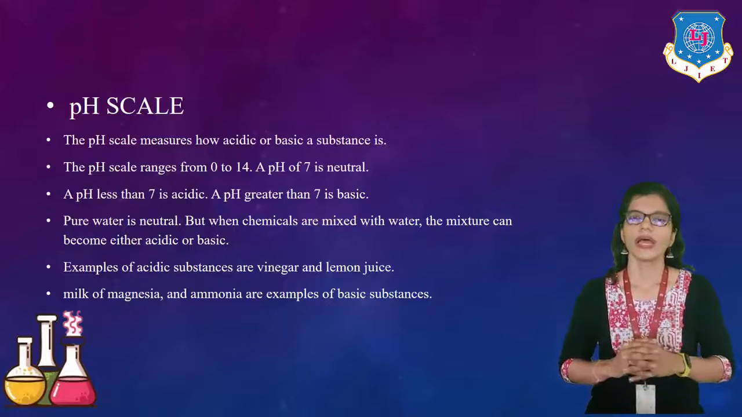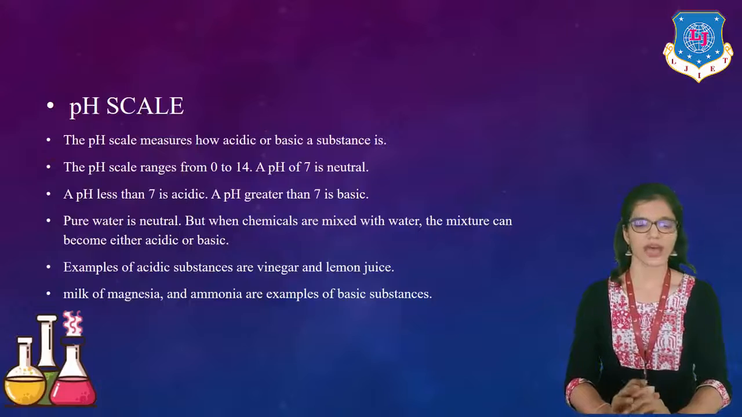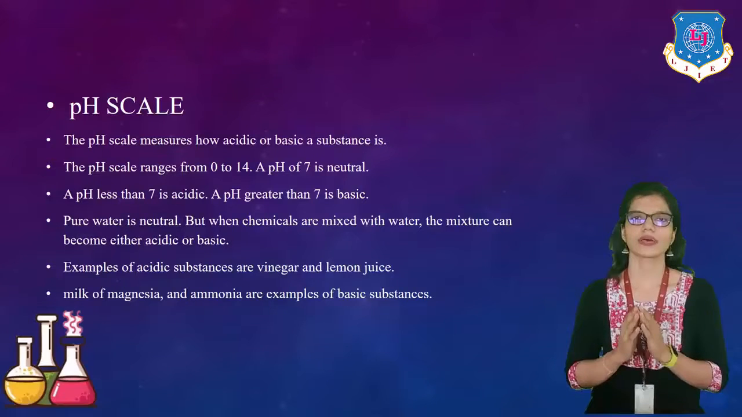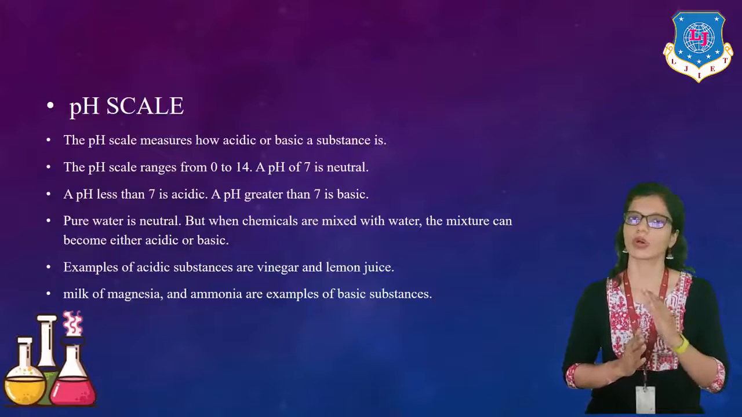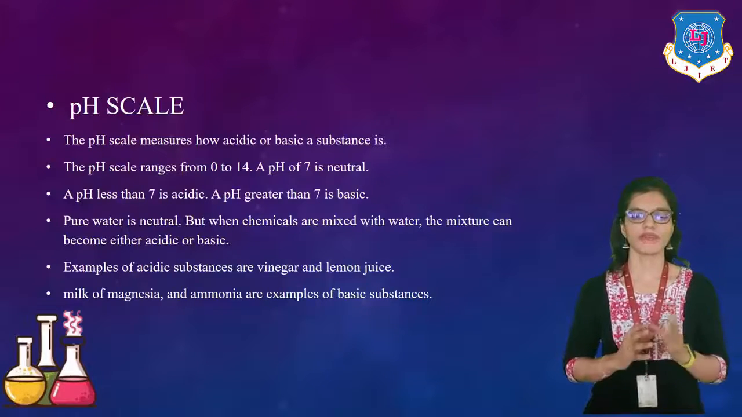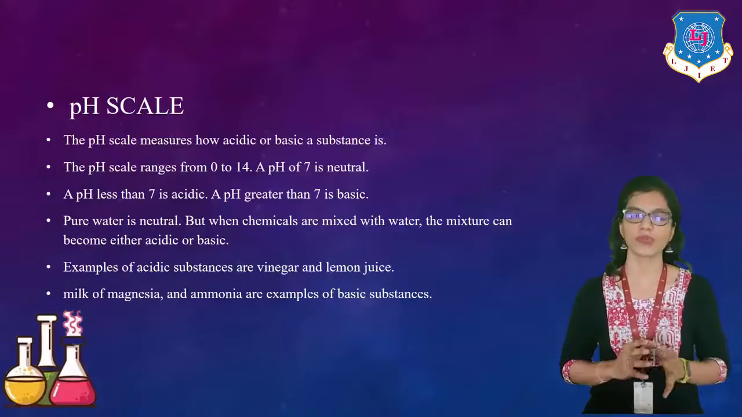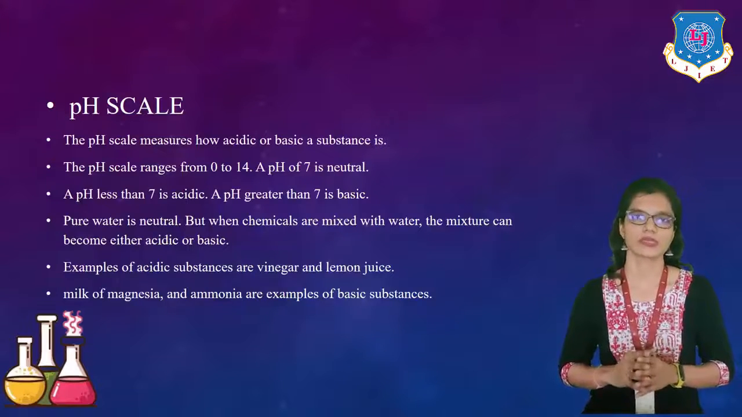Okay. Now let's begin with the examples of acidic substances. Acidic substances are the substances which have a pH less than 7. So vinegar or lemon juice is considered acidic in nature. Lemon juice basically contains citric acid, so it is acidic in nature. Similarly, we have milk of magnesia, ammonia solution or normal ammonia gas, which are examples of alkaline substances, or I should say the basic substances.